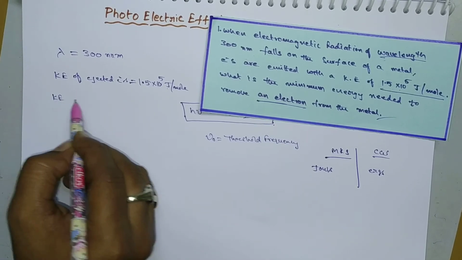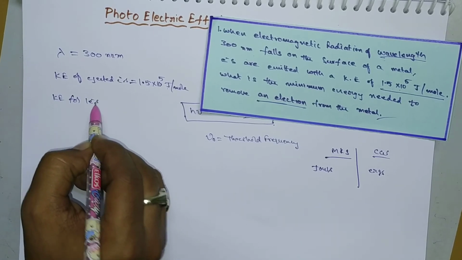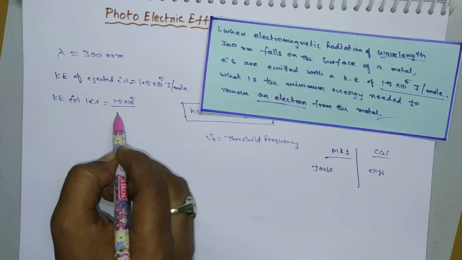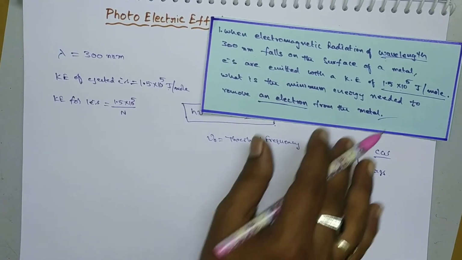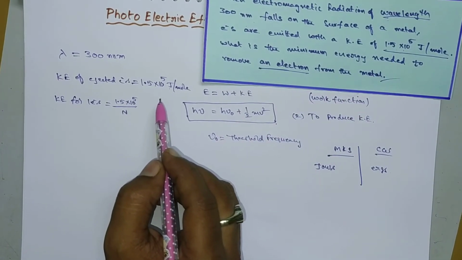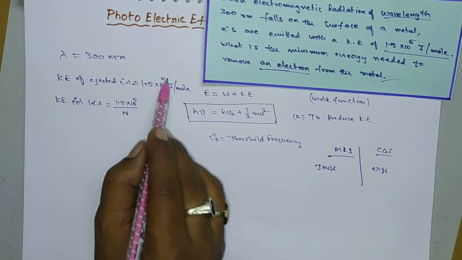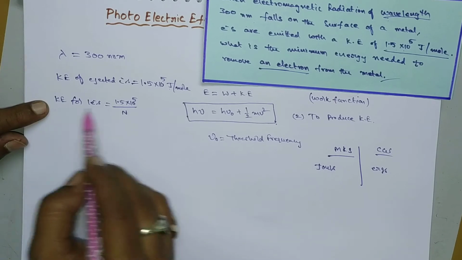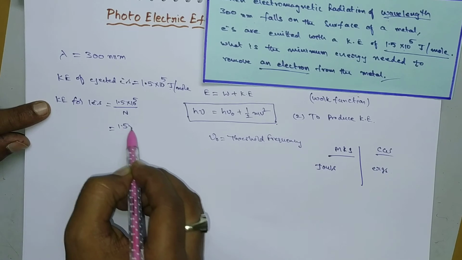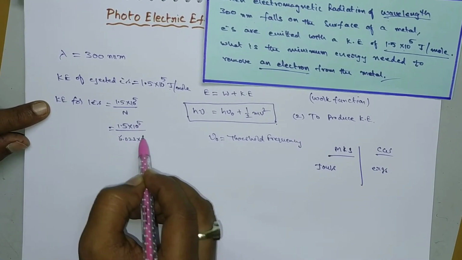of the ejected electron, for one electron, is equal to 1.5 into 10 to the power of 5 upon Avogadro's number. So 1 mole means it is for Avogadro number of molecules, sorry, electrons. For 1 mole of electrons, the kinetic energy will be this one. For 1 electron, the kinetic energy will be 1.5 into 10 power 5 by N, that means 1.5 into 10 to the power of 5 by 6.023 into 10 to the power of 23.